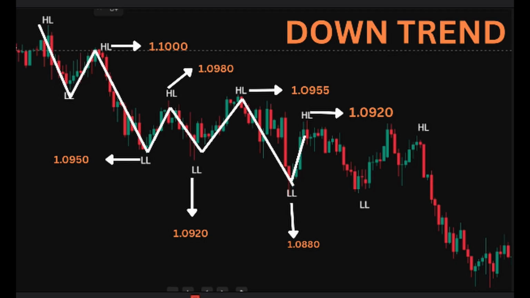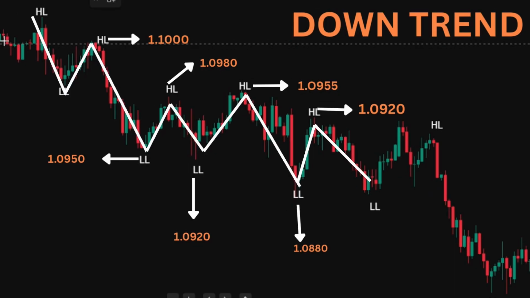Don't try to be the hero who calls the bottom. In bearish structure, only look for short opportunities. Wait for the bounces to lower highs, look for bearish signals there, and target the next lower low.